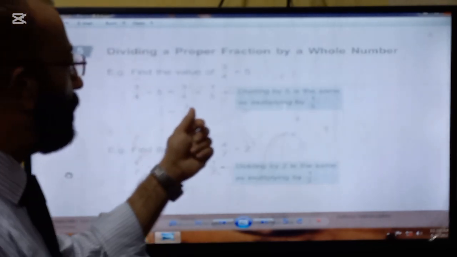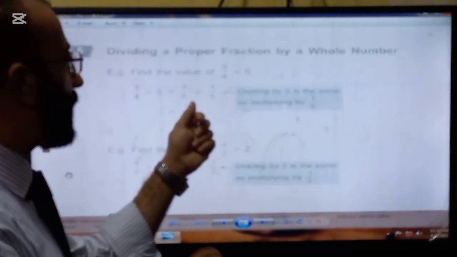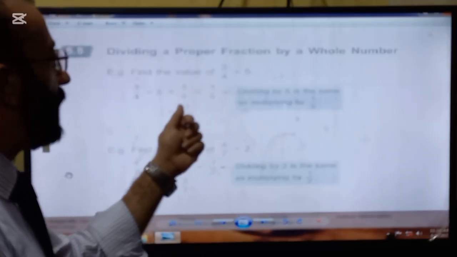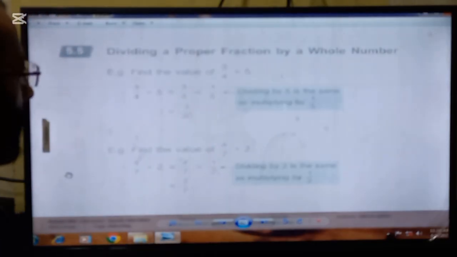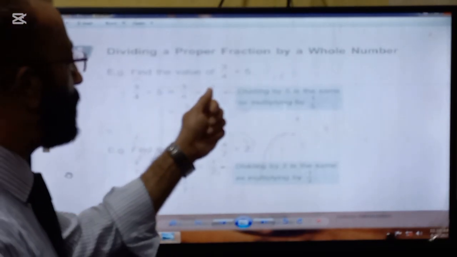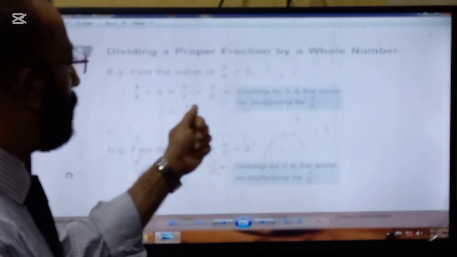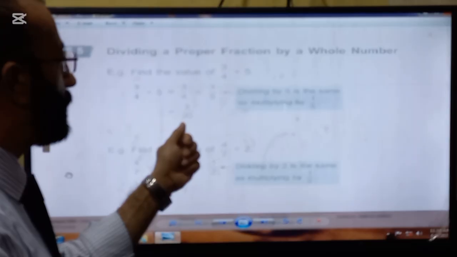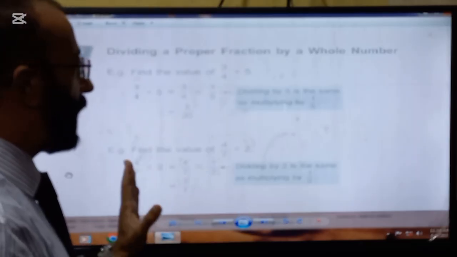At this stage, we will cancel the values as much as possible. But if you look at the values, these cannot be cancelled. So now the numerator will be multiplied by the numerator and the denominator by the denominator. So 3 ones are 3 and 4 fives are 20. So this is the answer.